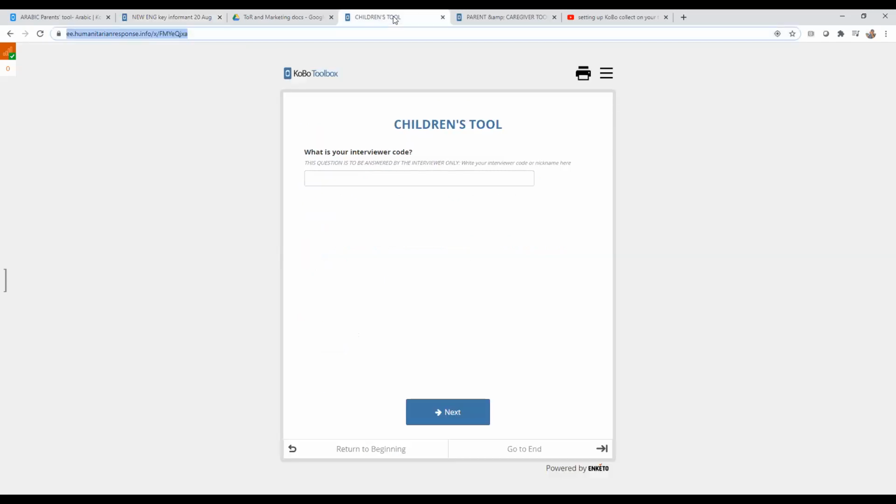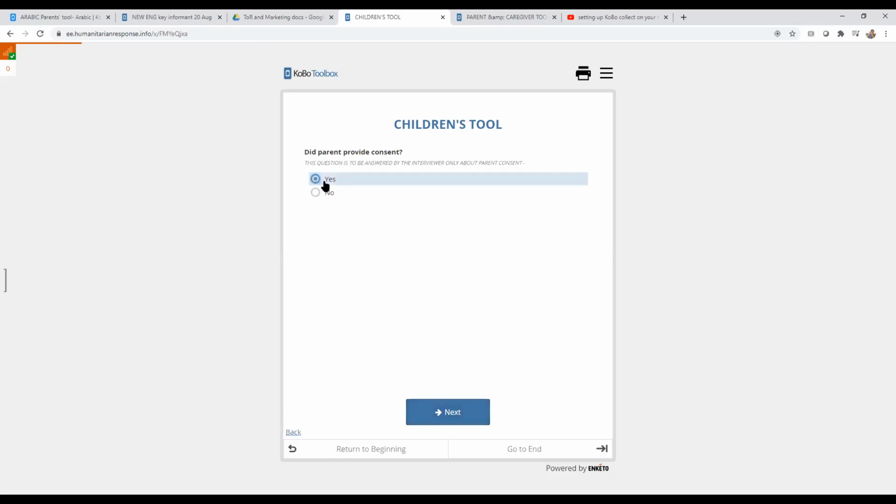I'm going to the last questionnaire, which is the children's tool, maybe the most important tool in that sense, because we're having 80 children. Again, we start off with the code, the first name of the interviewer and the number. It could be any random number, but at least we know the name. Did the child provide consent? Yes or no? Did the parent provide consent? Yes or no? And did an independent person confirm? Yes or no? So these three have to be yes.